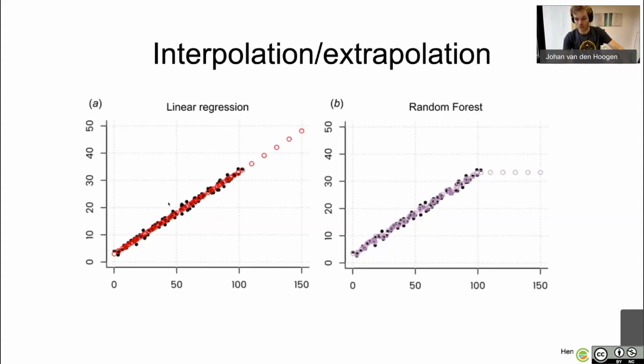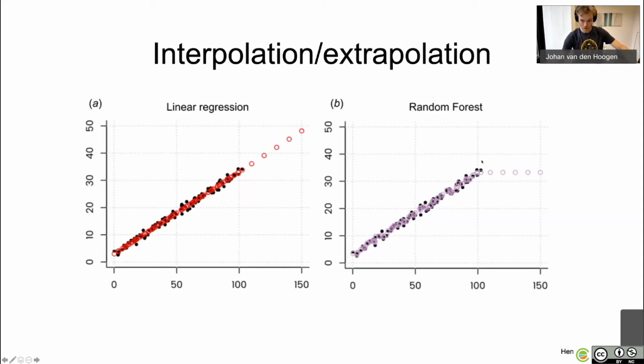I may just skip this slide because it's the exact same as Tom just showed, but essentially it means that random forest can't really predict outside its sampled range. But the main question is, where is this happening in a spatial sense?